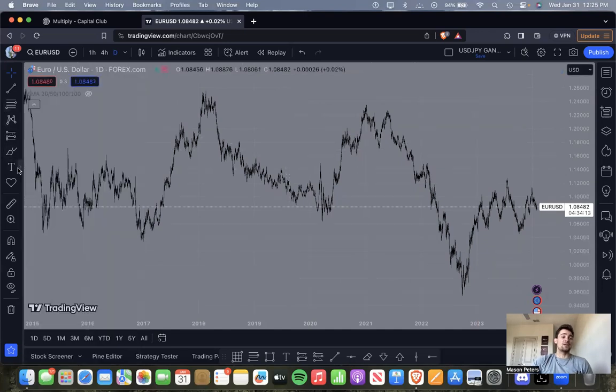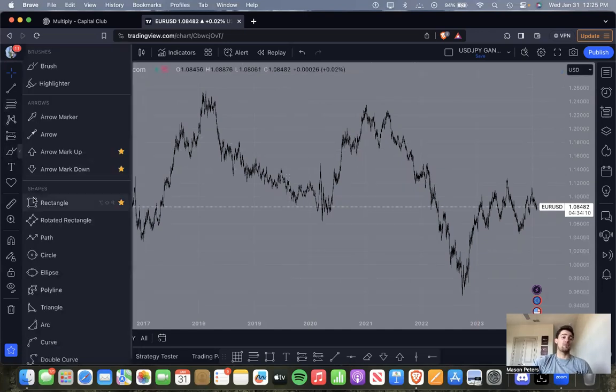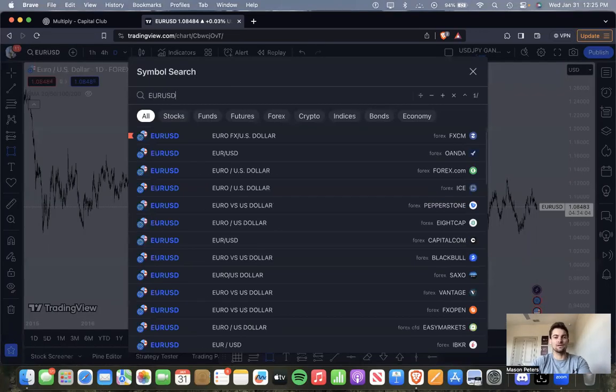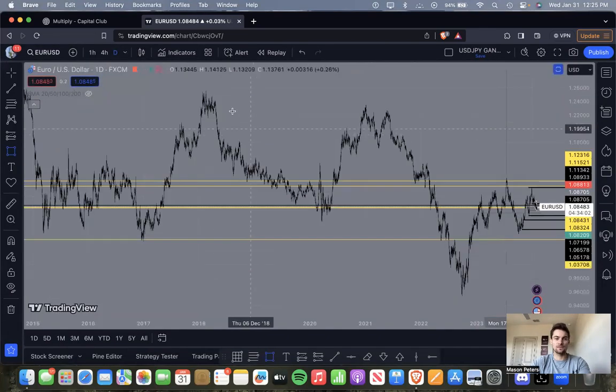We're going to get our rectangle out, guys. We're on the daily time frame. We're looking at Euro USD. And I don't know why though, it looks really different from this one. Why does it look so different? Okay, 1.24, 1.25 is a high.